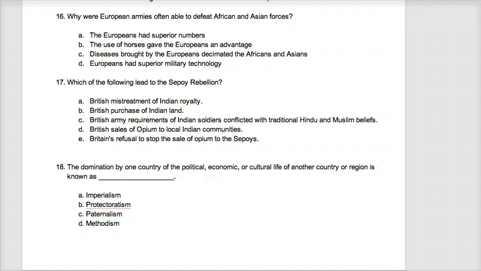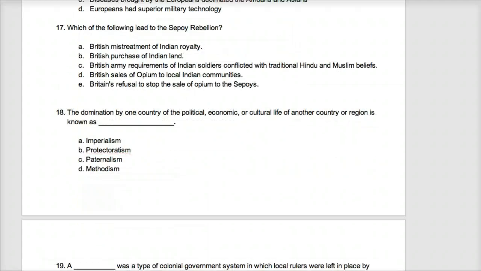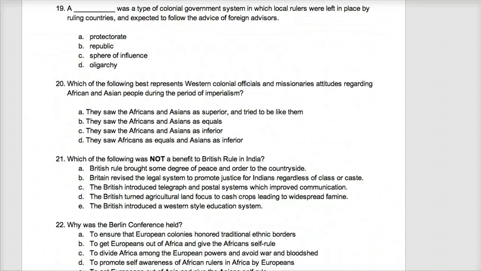18. The domination by one country of the political, economic, or cultural life of another country or region is known as A. Imperialism, B. Protectoratism, C. Paternalism, or D. Methodism. 19. A blank was a type of colonial government system in which rulers were left in place by ruling countries and expected to follow the advice of foreign advisors. A. Protectorate, B. Republic, C. Sphere of influence, D. Oligarchy.